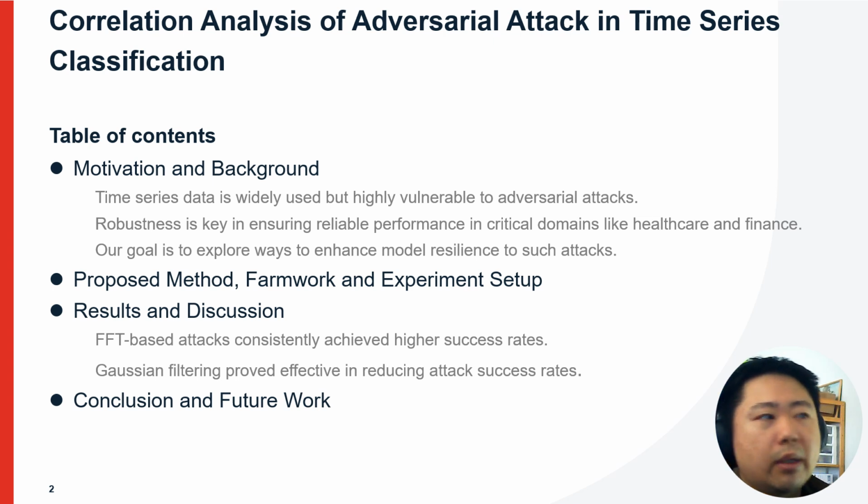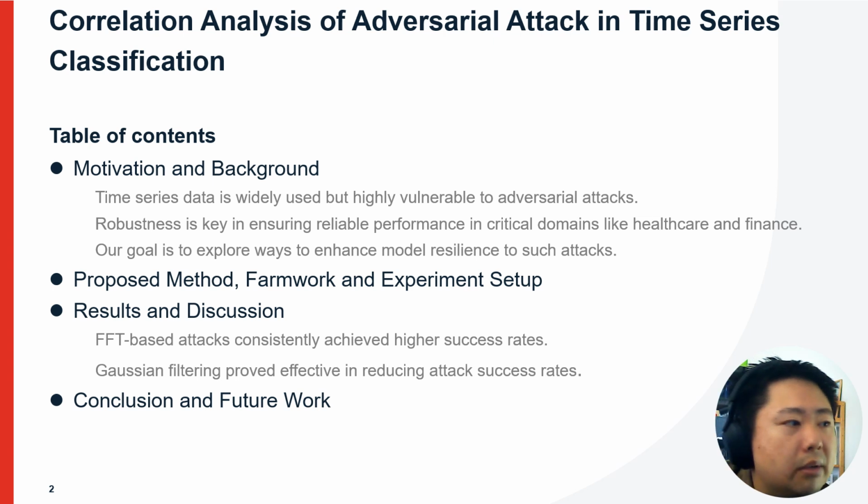First, I will introduce the problem of robustness in neural networks, especially in the context of time series classification. The motivation behind it is to improve robustness and understand why this happens. Then the proposed method, the framework and the experiment steps will be introduced. Then come the results and the discussion.